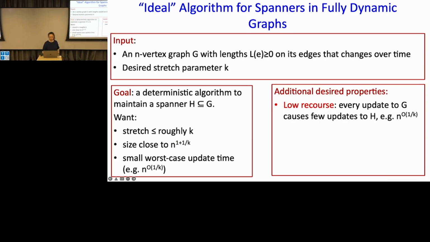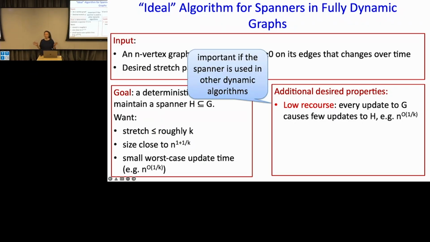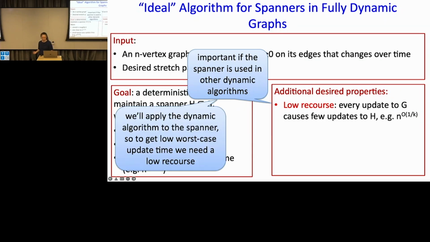So why is the recourse so important? Remember, at the end of the day, we'll use the spanner inside some other dynamic algorithm. So if we want a dynamic algorithm that has low worst case update time with respect to the graph G, but at the end we apply it on H, then it's really important that after every change to G, H only changes a little, because otherwise this algorithm simply doesn't have a chance.